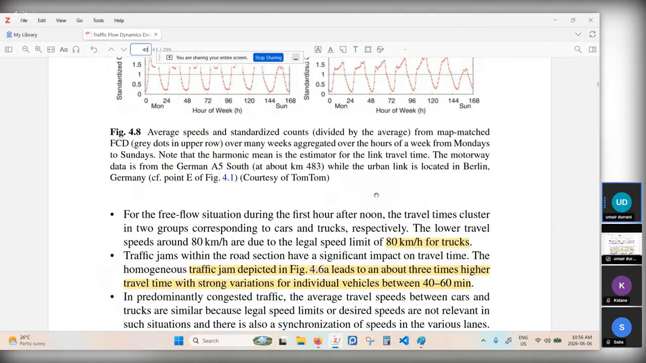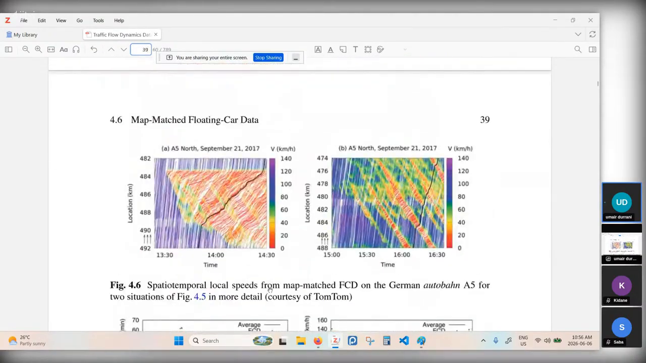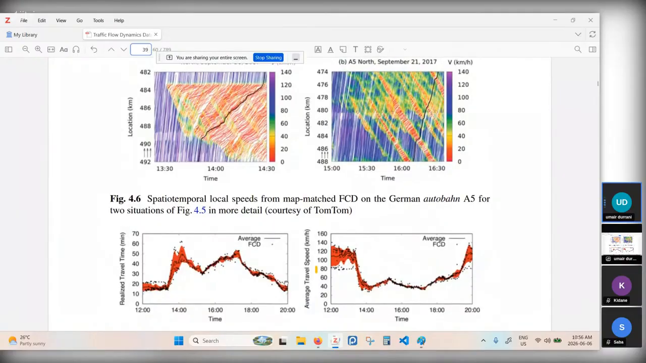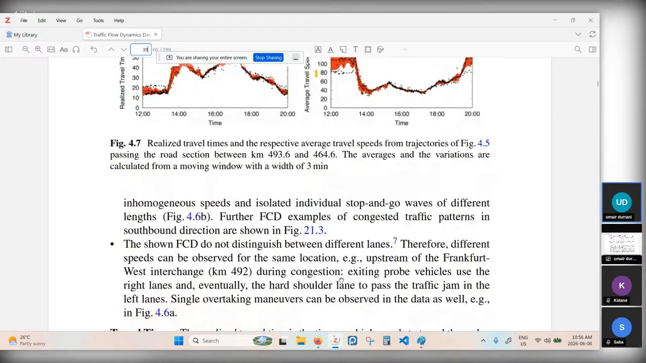Actually, before figure 4.8, I highlighted here the speed of trucks and the traffic jams, which are also mentioned in figure 4.6. So, for example, in figure 4.7, we can see I highlighted here that this is the speed of trucks. So we see this cluster of floating car data points that represent trucks, and the other cluster here represents cars.